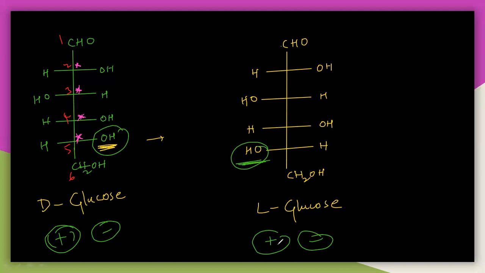That is experimental. But we can give the symbols only to the general isomers, like it is D-glucose and it is L-glucose.